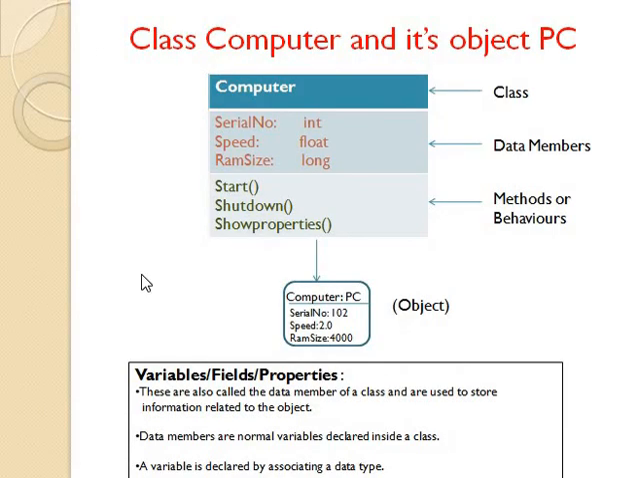So this is how the values 102 get stored in serial number, 2.0 gets stored in speed, and 4000 gets stored in RAM size when this object PC interacts with the class Computer.